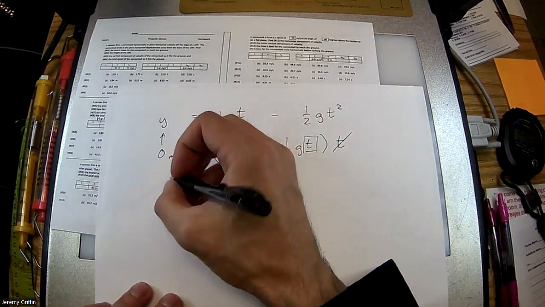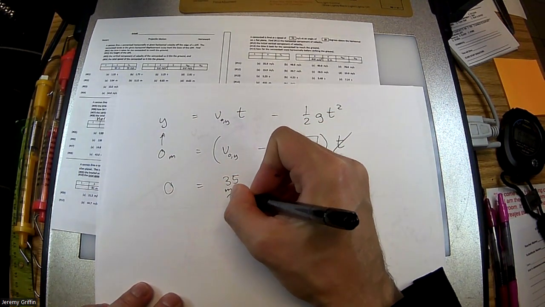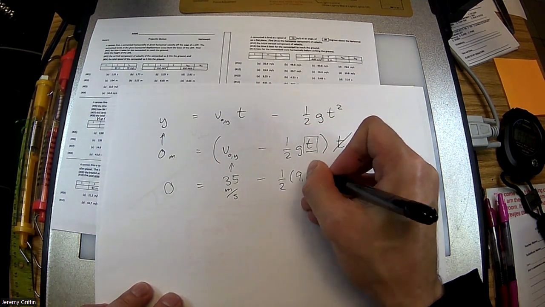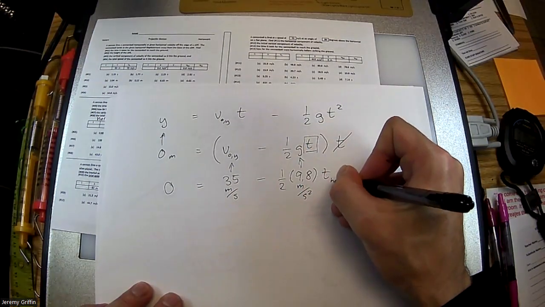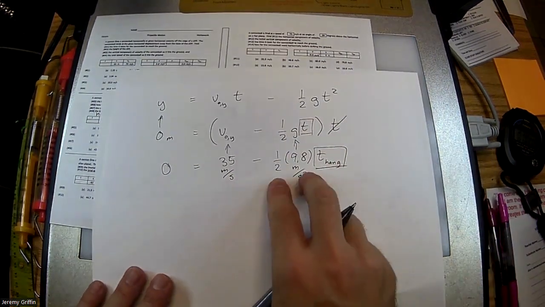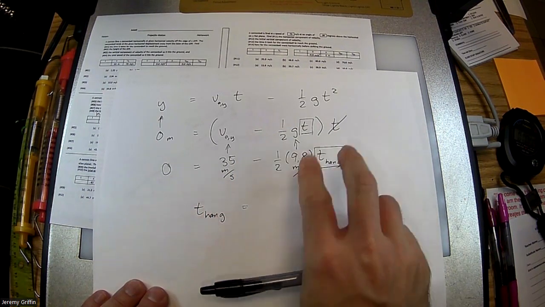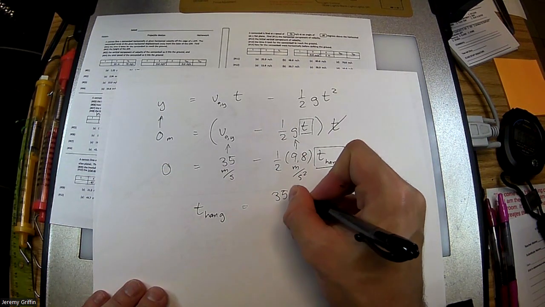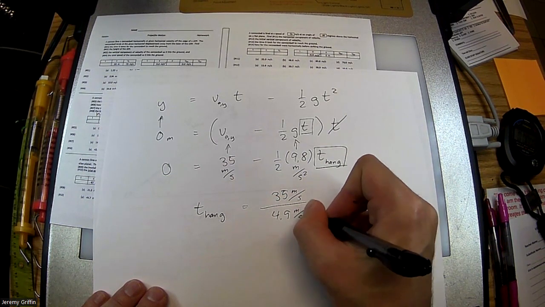Okay. Now I can start popping numbers in. 0 equals, I got my 35 meters per second straight upwards here, minus 1/2 times 9.8 meters per second squared times t, the total hang time. Okay, guys see that? Do a little algebra shuffle. I'm going to add this over, divide by 1/2 of 9.8. So it's 35 meters per second divided by 4.9 meters per second squared is one way to think of it.